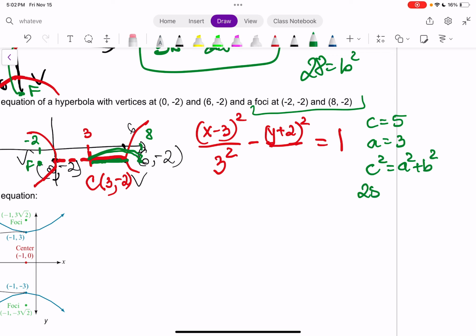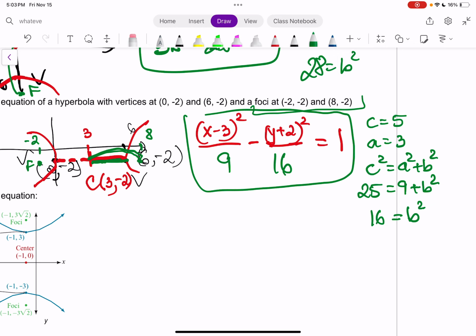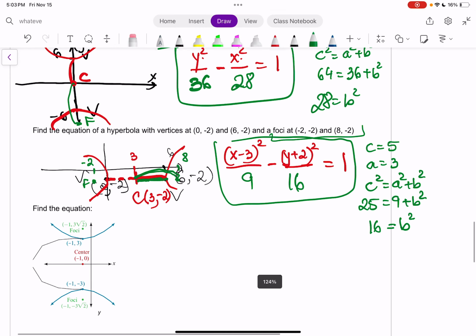So 25 is 9 plus b squared. Therefore, b squared is 16. So that's what I put here. And that 3 squared is a 9. So it's going to look like Christmas on my paper.